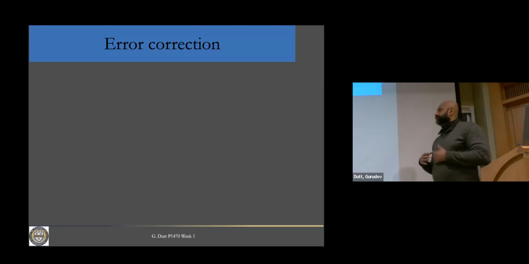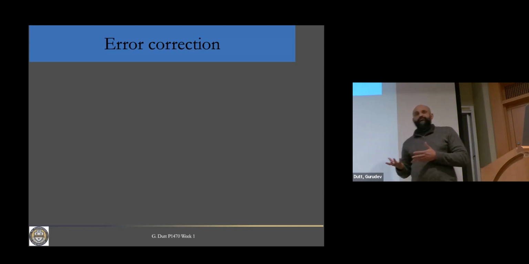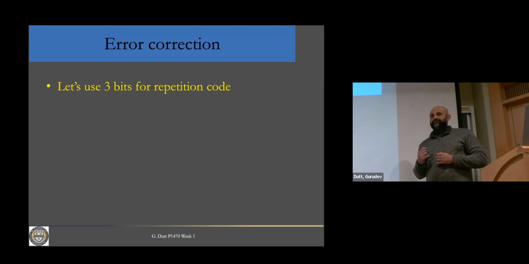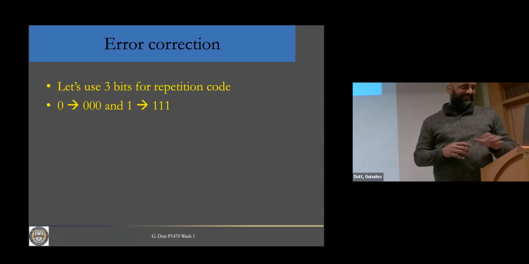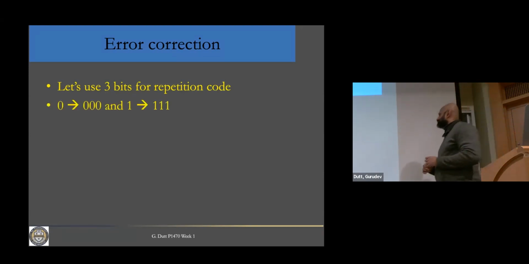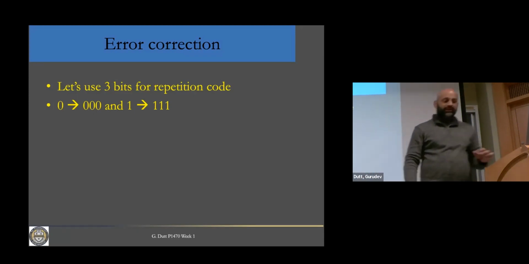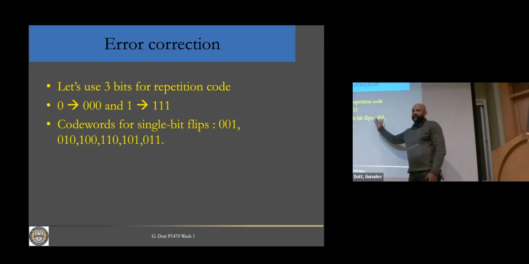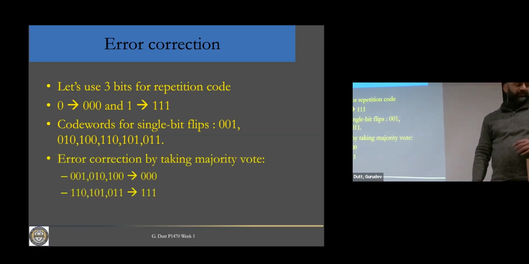Okay, so we now want an error correcting code, where we not only can detect the error, but we can fix the error. So we use 3 bits instead of 2. If 2 doesn't fix it, let's use 3. That's how clever we are. So now the repetition code with 3 bits is 0 going to 3 zeros, 1 going to 3 ones. And the code words for the single bit flips, you can easily work out. They are just 001, 010, 100, 110, 101, and 011.